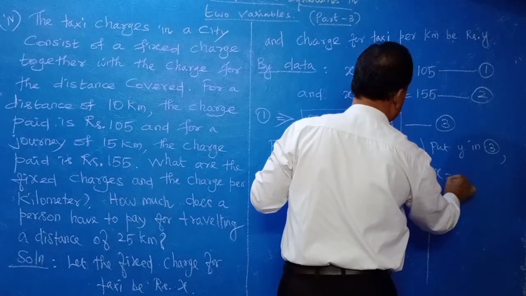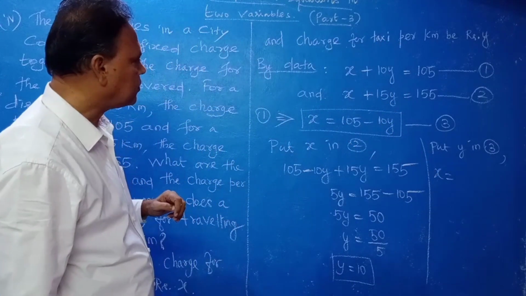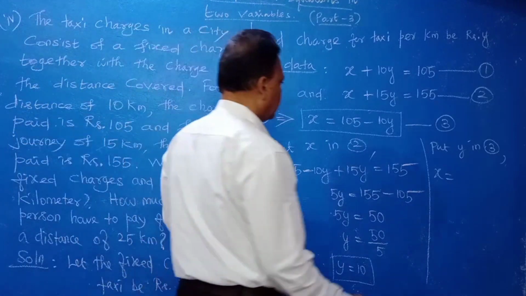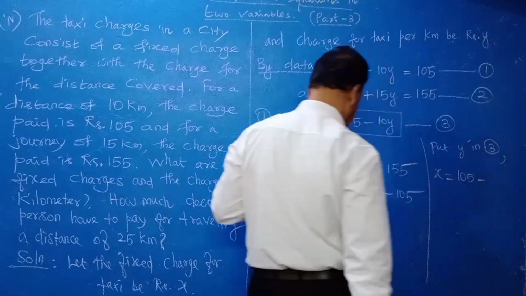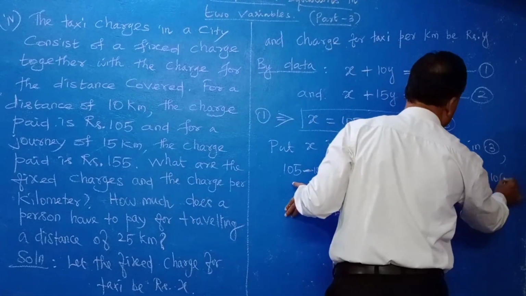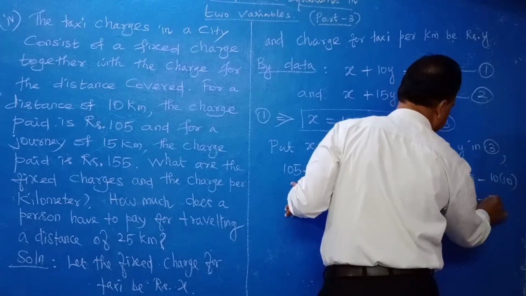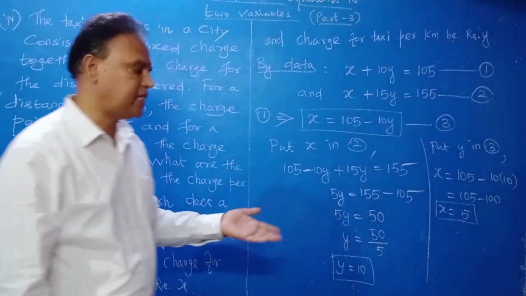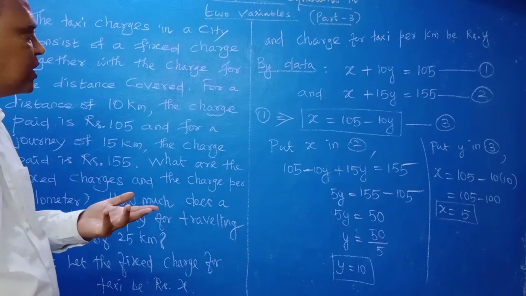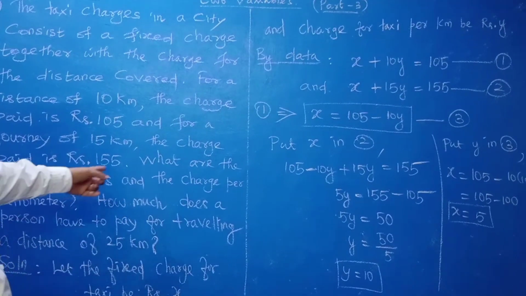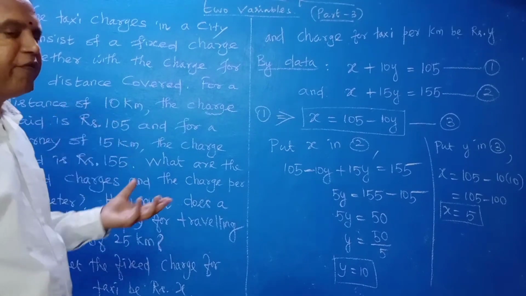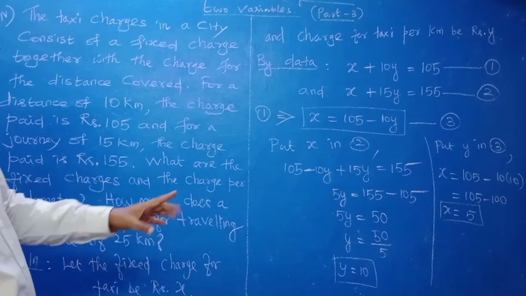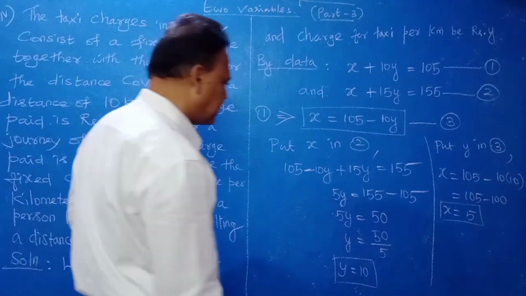What you will get? x you will get, right? So x is equal to 105 minus 10 into 10. How much? 100. So 105 minus 100, how much? 5. x is equal to 5. We got it. So easily we will get x and y now. Clear? Now you have to see according to the question and find out what they ask you. What is the fixed charge? Therefore the fixed charge is rupees 5. Clear? And charge per kilometer is rupees 10. Okay? You write the final answer.